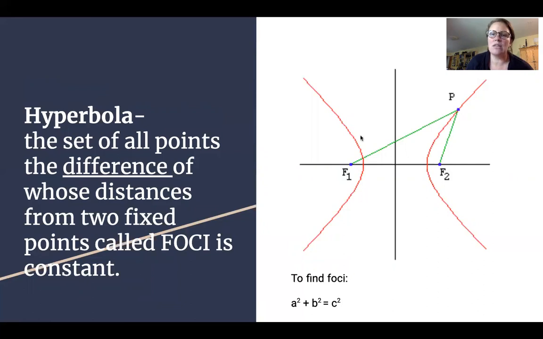You can imagine with the hyperbola that you could always fit an imaginary ellipse on the inside of the hyperbola. So in this case, the foci are outside of where that imaginary ellipse would be. They're inside the hyperbola. So the C value, the distance from the center to the focus, is larger than the A value and the B value. So to find the foci, you do A squared plus B squared equals C squared.